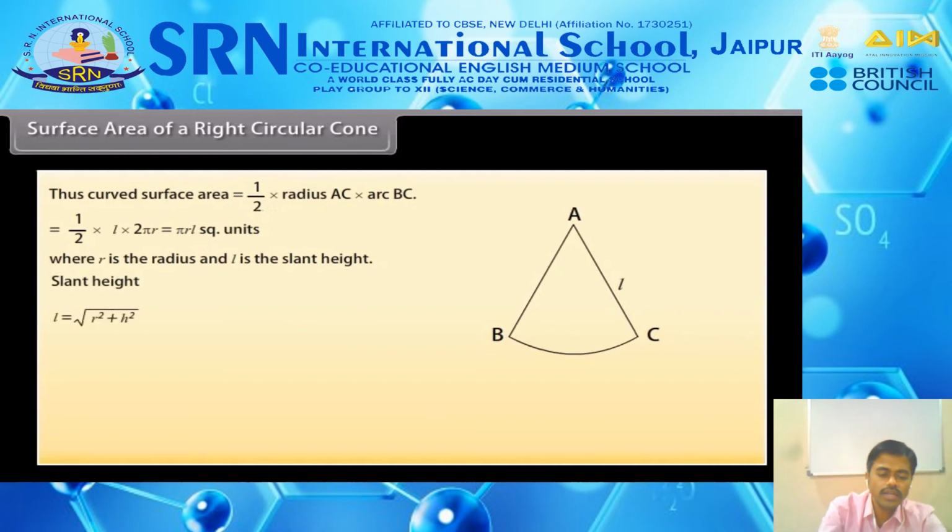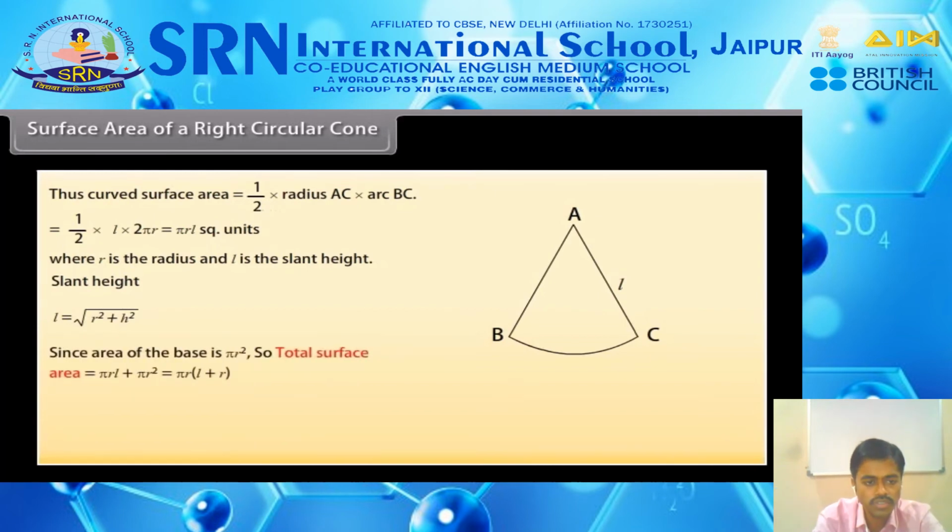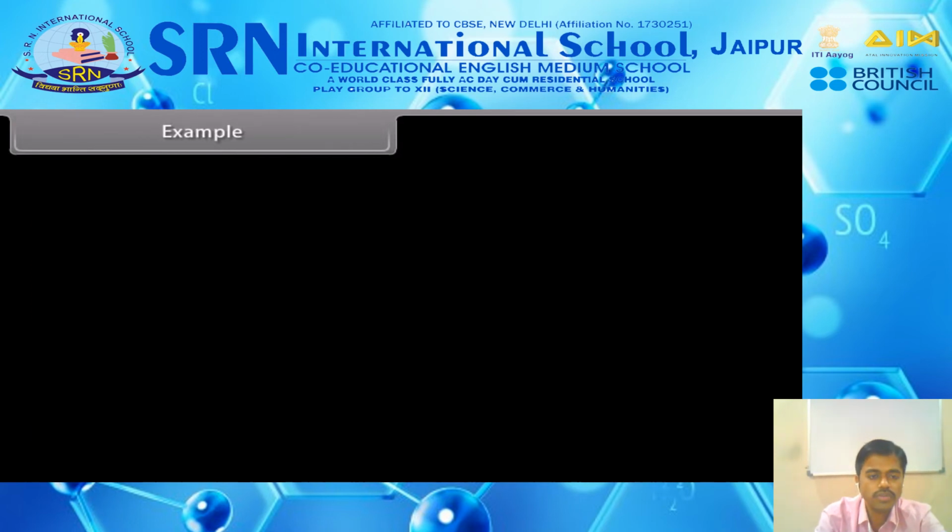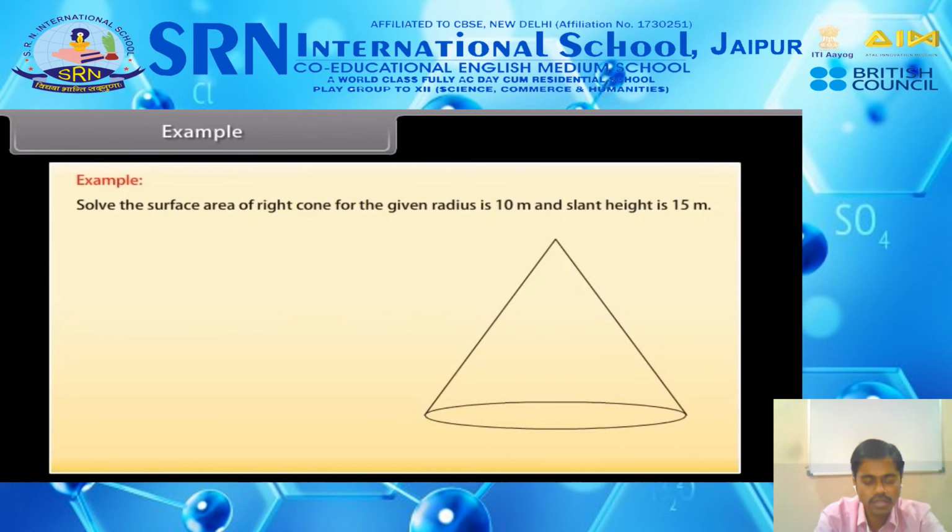Slant height can be given according to the Pythagoras theorem, that is, under root r square plus h square. Since area of the base is pi r square, the total surface area is equal to pi r L plus pi r square. And we can write it another way, that is, pi r into (L plus r). Now this is an example.